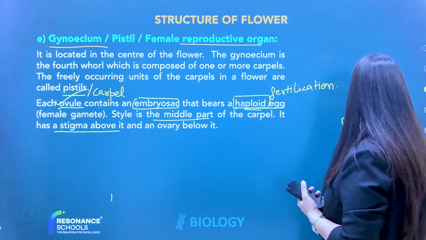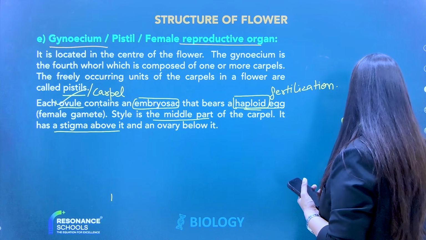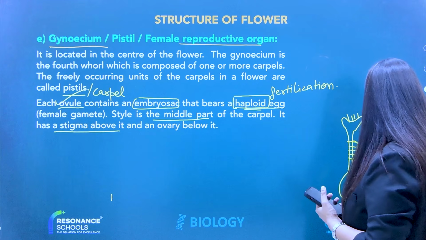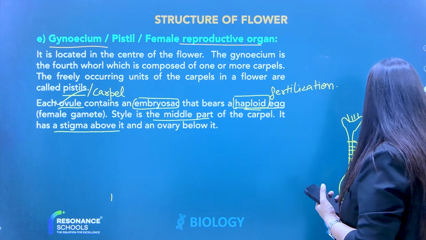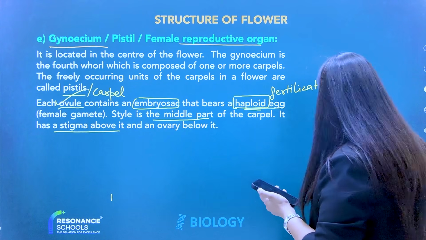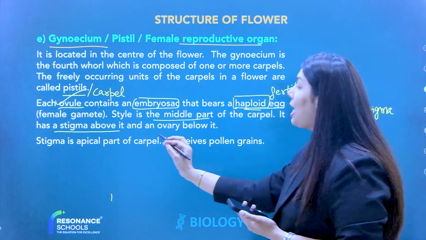This is stigma, which is sticky in nature. Above style, there is stigma. Below style, there is ovary. Inside ovary, there is ovule. Stigma is the apical part.